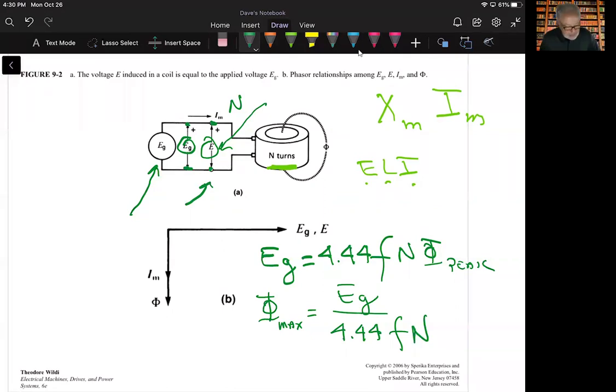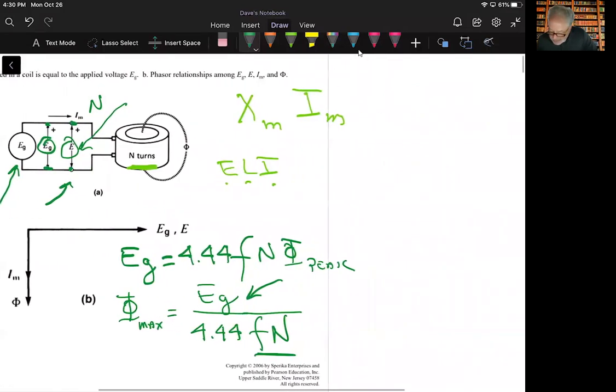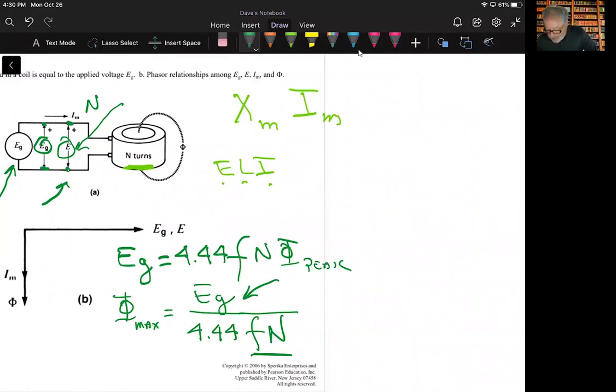So if we look closely at this equation, what it tells us is that for a given frequency and a given number of turns, in other words, these are constants, this voltage will vary in proportion to the applied voltage. This means that if the applied voltage is kept constant, the peak flux must remain constant. All right. So, just looking at the obvious here, we're just looking at this equation and making these observations.